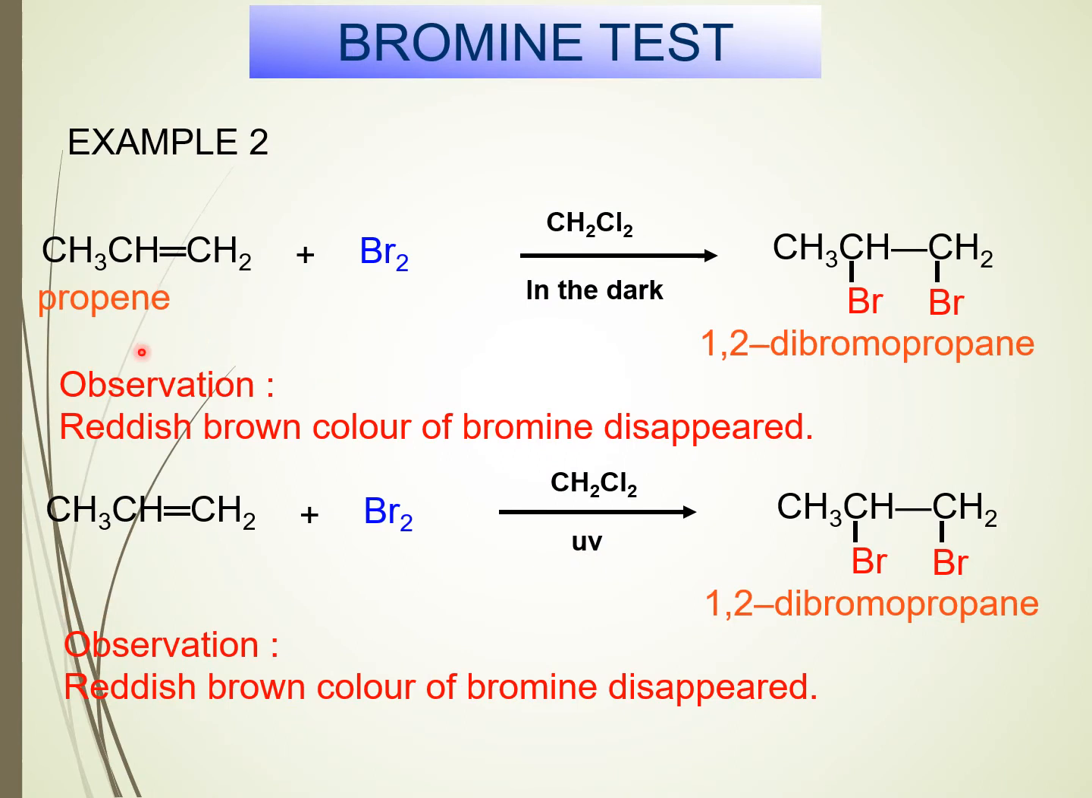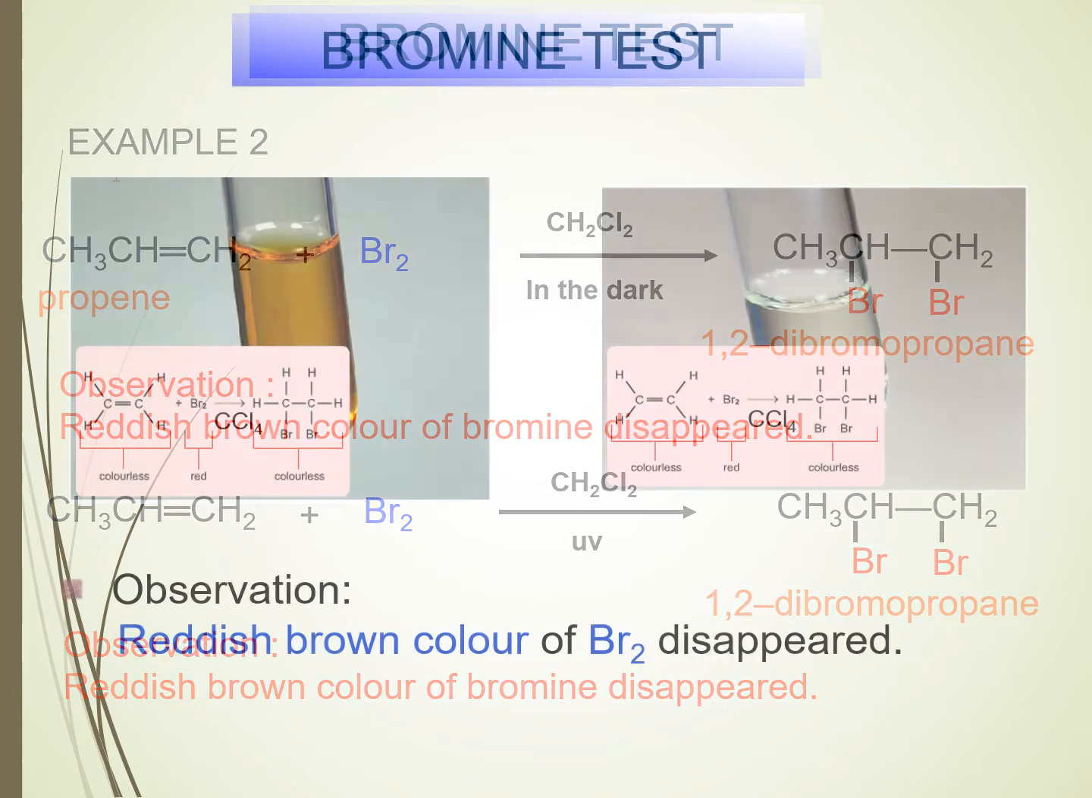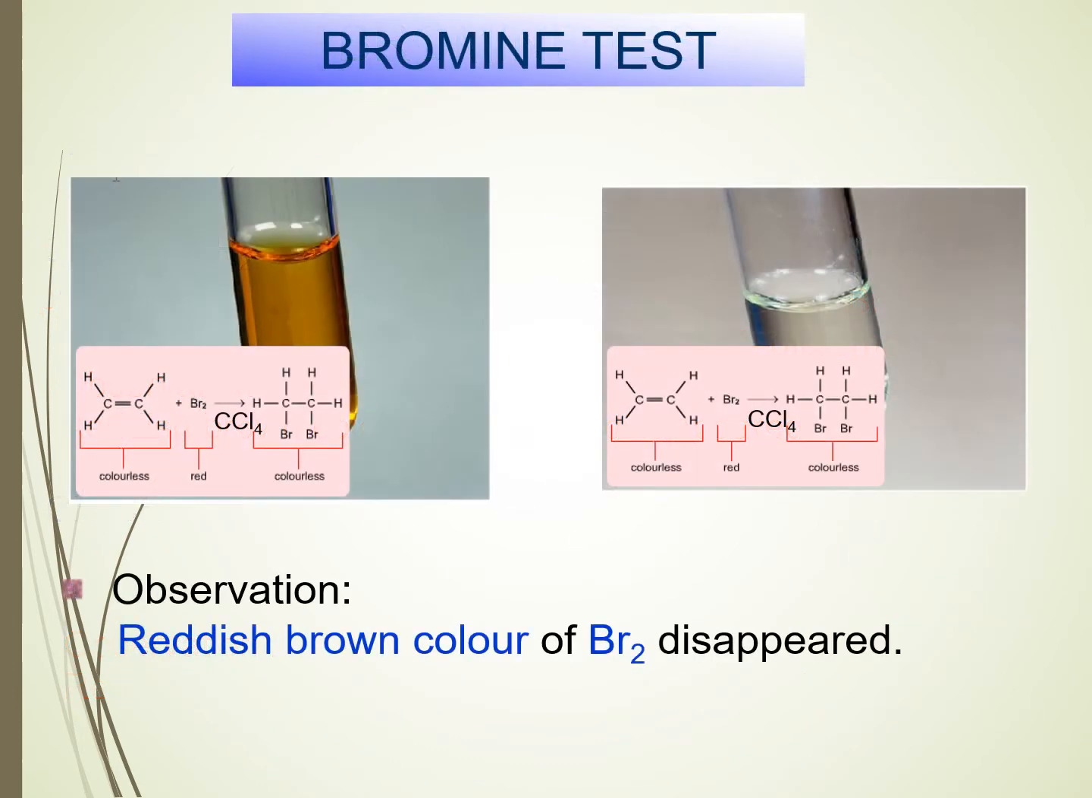Example 2 shows propene reacting with bromine in the presence of UV and also without UV, in the dark, to produce the same product, which is 1,2-dibromopropane. This shows that alkene is a reactive hydrocarbon. The photo shows that the reaction of alkenes with bromine turns the reddish brown color of bromine to colorless.